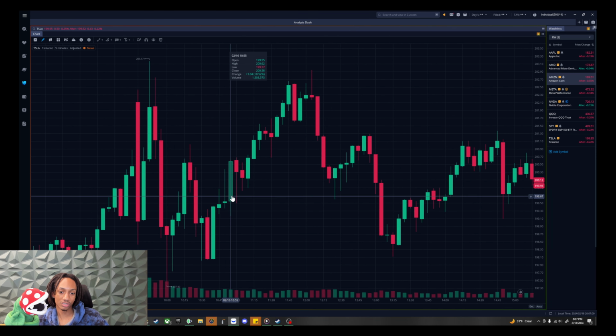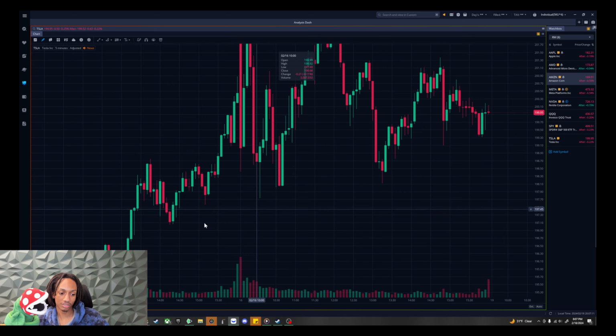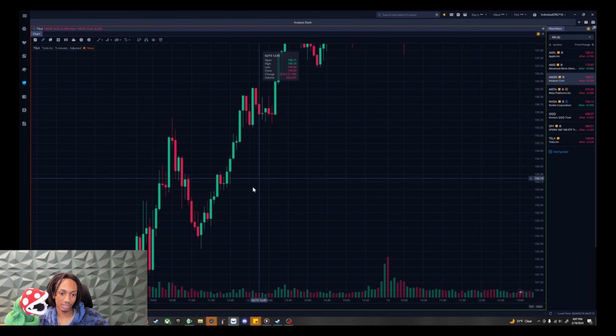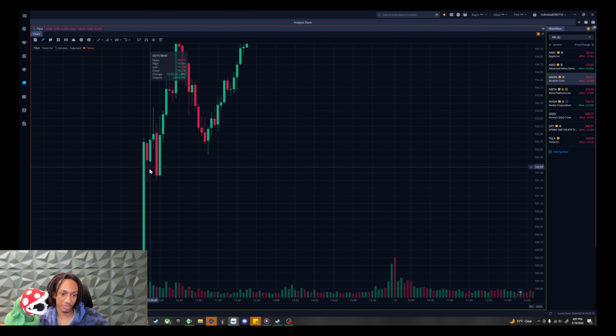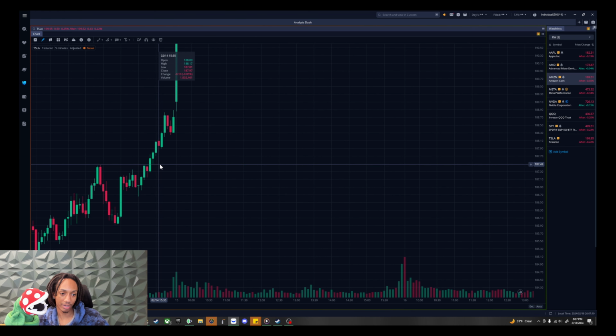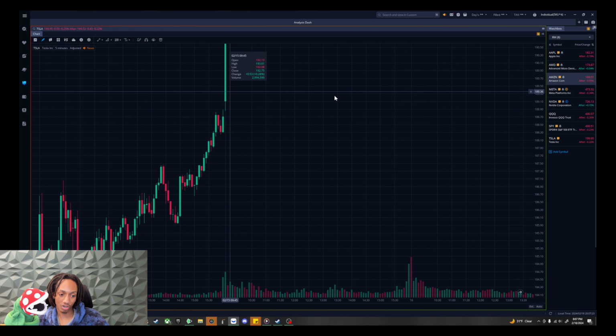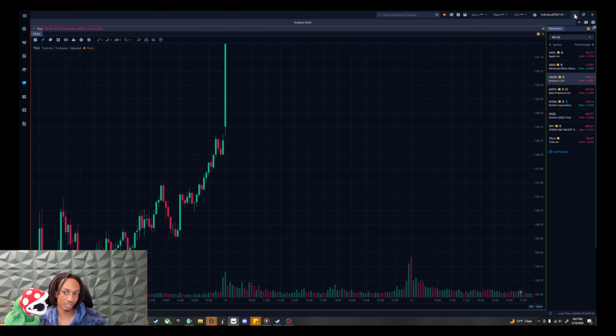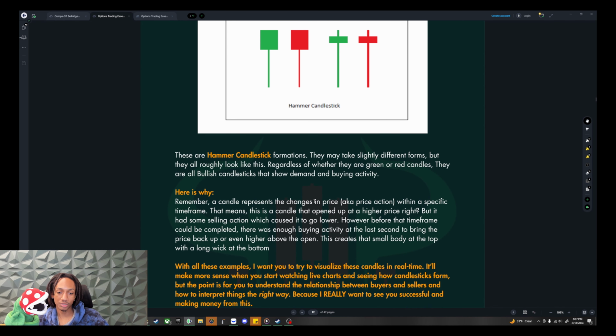And you're going to see them on all different kinds of time frames. So this is a 5-minute chart, and this is a hammer candlestick right here. Hammer candlestick, hammer candlestick. They're all over the place. They don't look exactly the same, but they're similar, and they have a specific meaning.